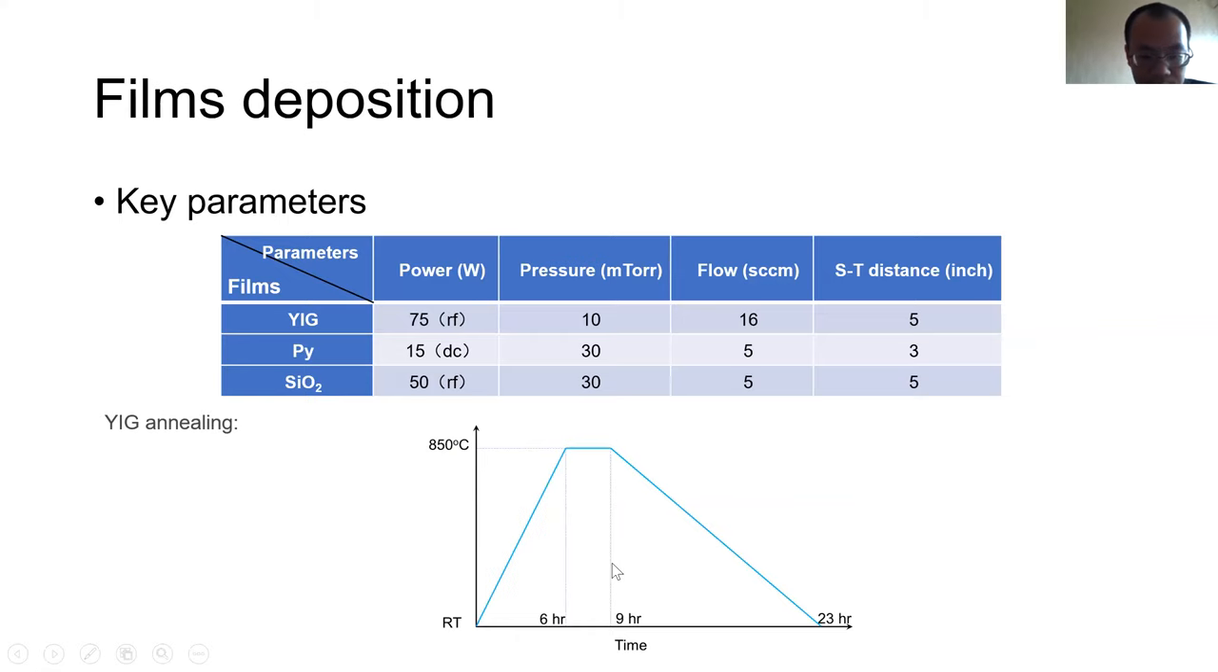Here in the fabrication, I need to point out that when we are annealing, we need to slowly decrease the temperature to ensure that every atom in the film is not so fiercely cooled down. Otherwise, it might not be in the equilibrium position, and then the film quality would not be so good.